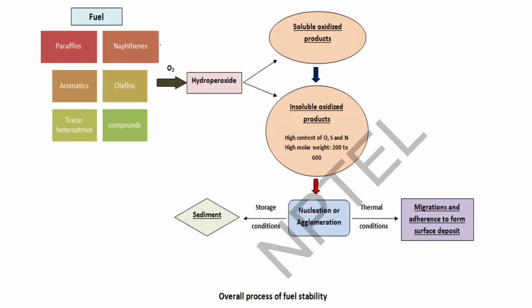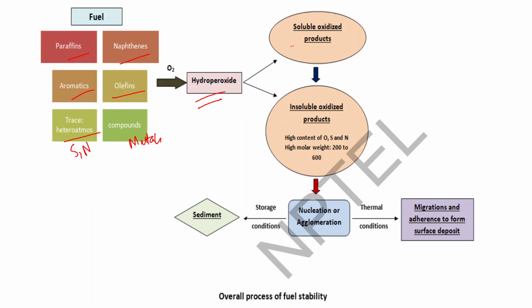This is basically a small flow chart about the overall fuel stability. A fuel consists of different components: paraffins, naphthalenes, aromatics, olefins, then heteroatoms such as sulfur and nitrogen, and some amount of metals is also present. Okay. On oxidation, they form hydroperoxides.